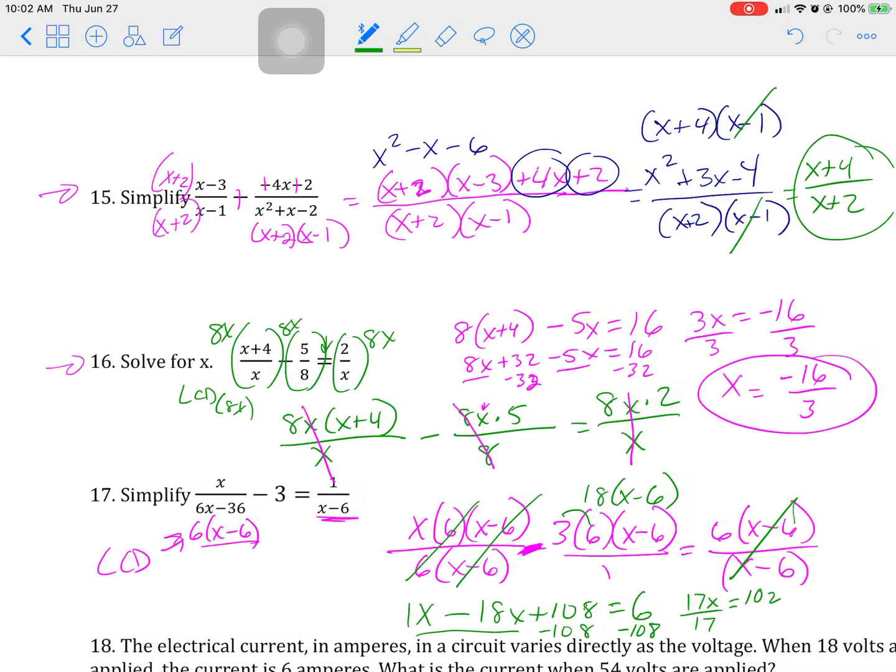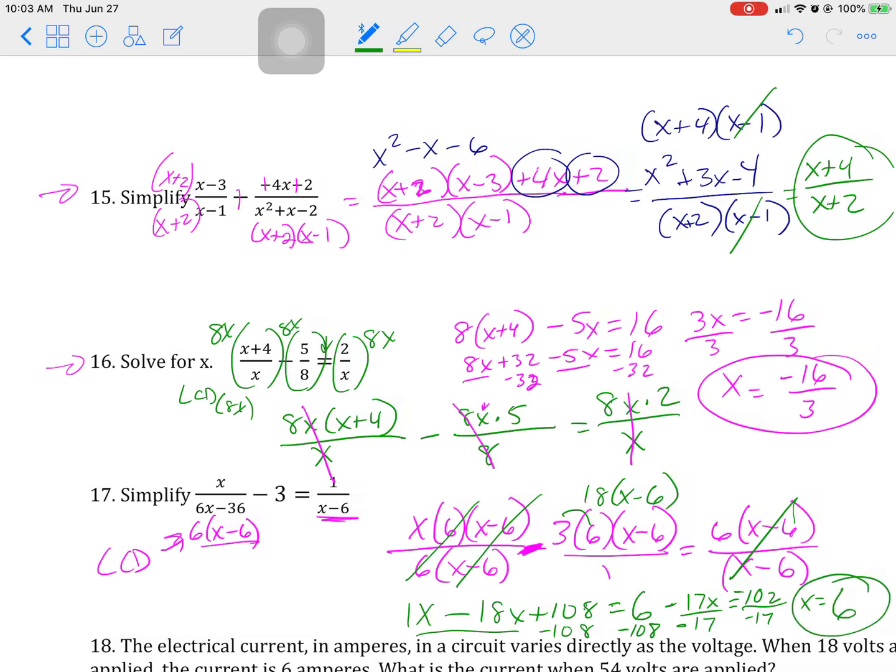17, did I lose a sign? I lost a sign. That was a negative 18. Negative here. Negative here. Dropped all the signs. All right. And believe it or not, negative 17x equals negative 102, negative over negative. Negative 102 divided by negative 17 is a 6.